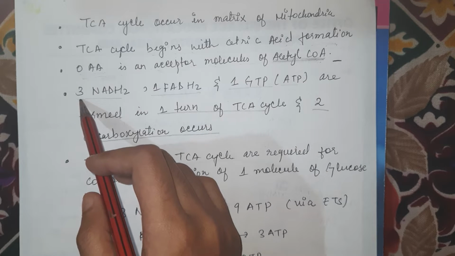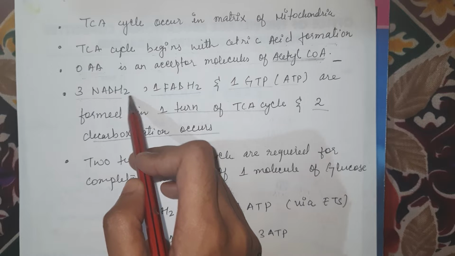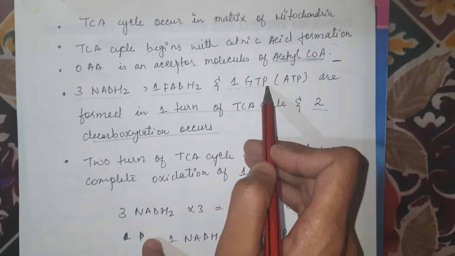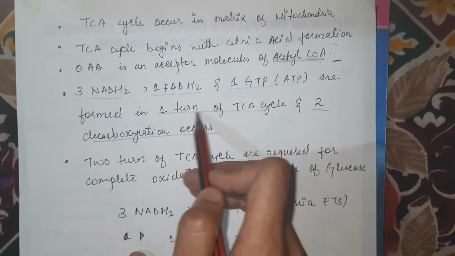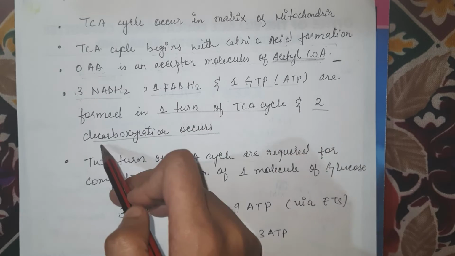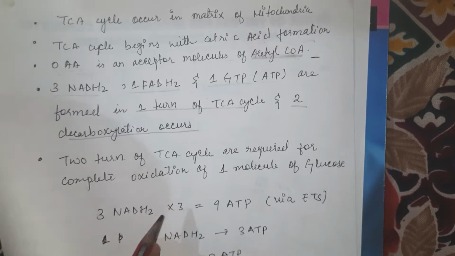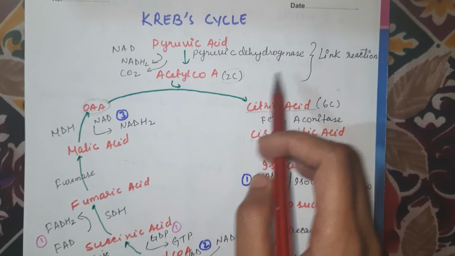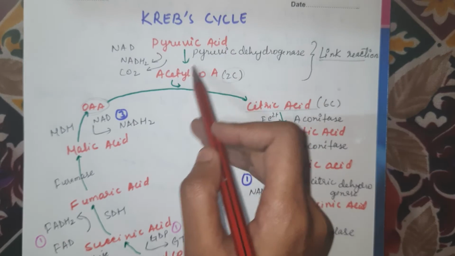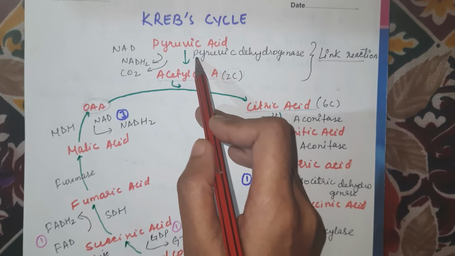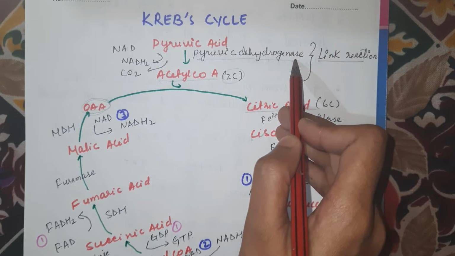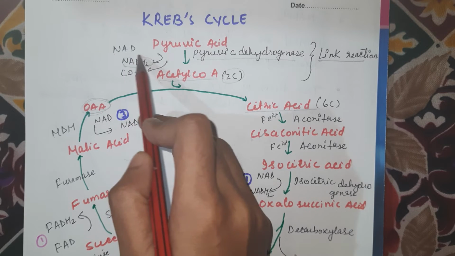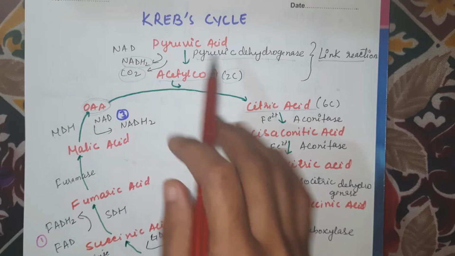In the TCA cycle or Krebs cycle, 3 molecules of NADH, 1 molecule of FADH2 and 1 molecule of GTP or ATP are formed in one turn of the TCA cycle, and 2 decarboxylations occur. So now let's see the pathway. In the link reaction, pyruvic acid is converted into acetyl-CoA in the presence of pyruvic acid dehydrogenase, in which 1 NADH is formed and 1 decarboxylation occurs.